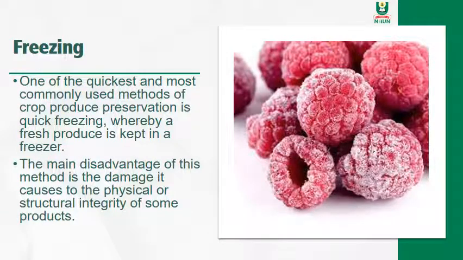Right now I want to talk about freezing. Like you can see in this picture here, these are raspberries, and they have been frozen. This is one of the quickest and most common methods of preservation. You call it quick freezing, and you use it on your fresh produce. But the main disadvantage, because there are always disadvantages for every advantage, is that it could cause damage to the physical or structural integrity of your product, especially your fruits. You have what is called chilling injury. You can have it on your fruits. So that is one major disadvantage of freezing.